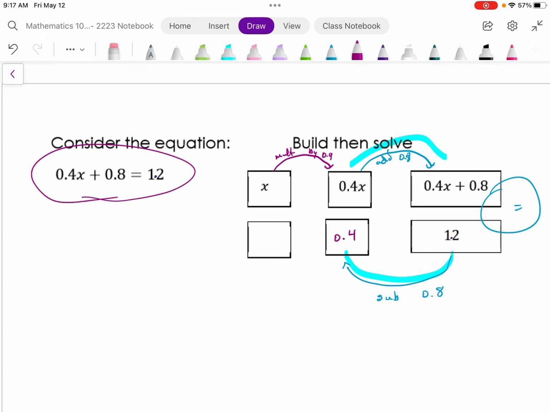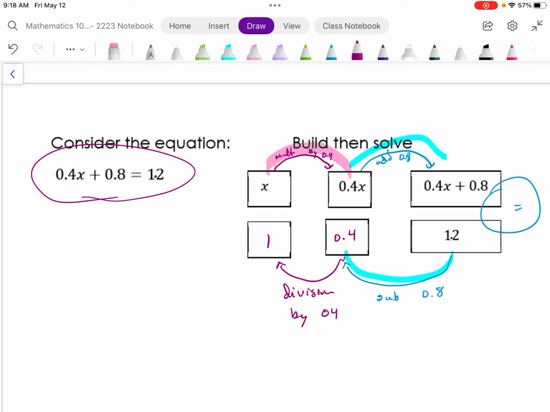Now that I have 0.4, what did I do over here? Well, I multiplied by 0.4. So in the same step, to work backwards, I need to divide by 0.4, because the inverse of multiplying is division. Almost got confused there. So if you take 0.4 and you divide it by 0.4, the answer is 1.